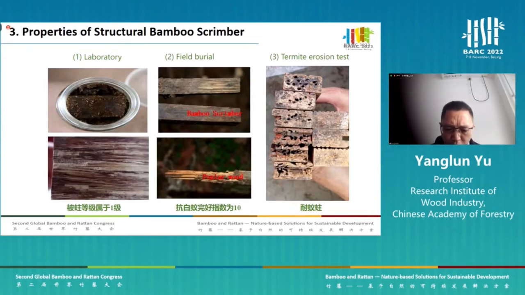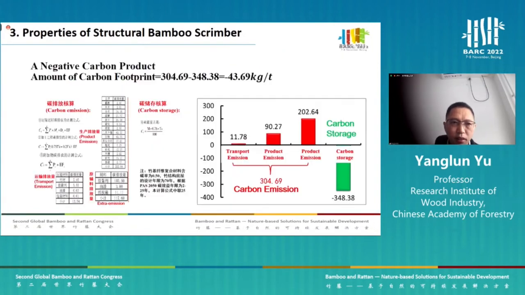Bamboo scrimber also can resist insects. If you want to have a better performance, you need to have the termite erosion treatment. And after the treatment, it is very good. It is a negative carbon product, with a carbon footprint of about 14.369 kg per ton.